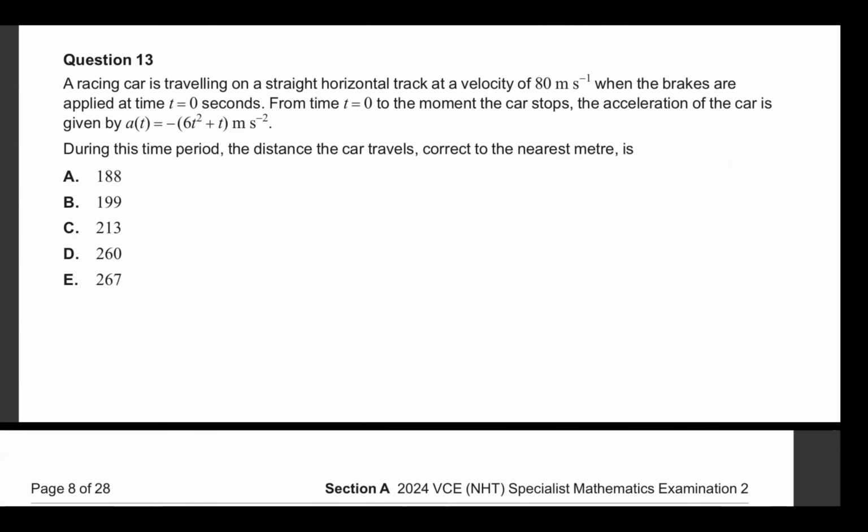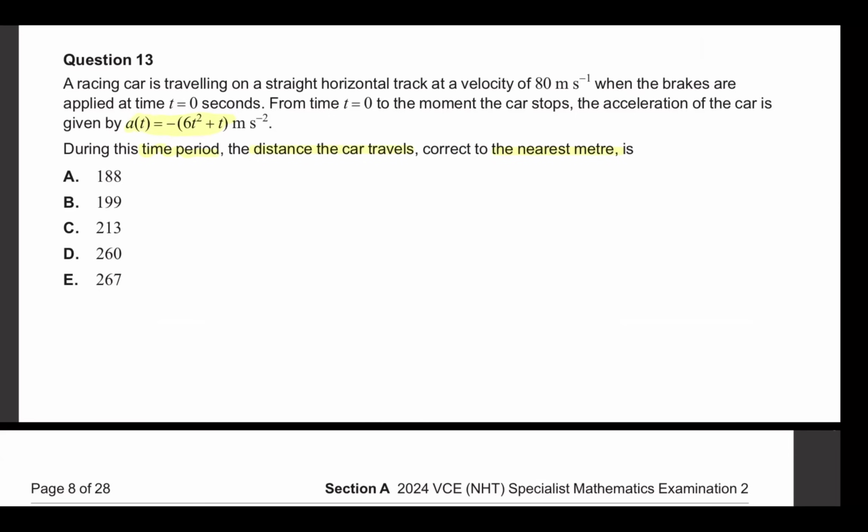Question 13. You have a racing car with an initial velocity of 80 meters per second. From the time t equals 0 to the moment the car stops, the acceleration of the car is given by this quadratic. So we can't use the constant acceleration formula. We have to use calculus for the problem solving. And during this time period, the distance the car travels, correct to the nearest meter. So this is finding the stopping distance.